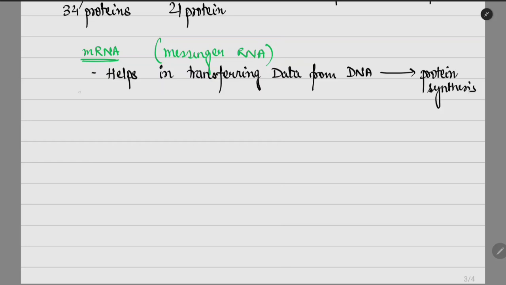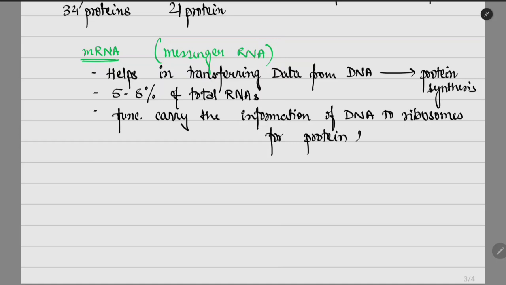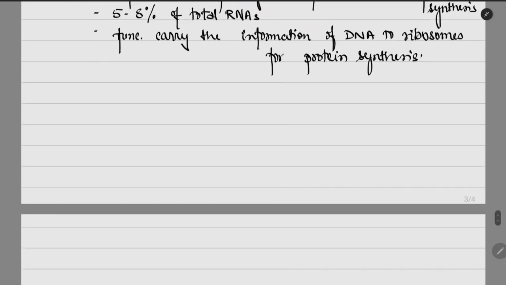They are up to 5 to 8% of total RNA. Their main function is to carry the information of DNA to ribosomes for protein synthesis. Understood? They are formed as a precursor, that is the HnRNA.